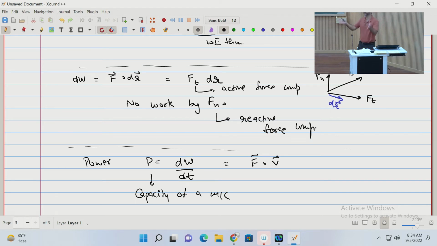Typically there are three ways to attack problems. One is the force approach, F equals ma. The other is the work energy approach, and the third one is impulse momentum. So impulse is where the forces act for a very short time. So you have to give the stone a speed to start with, and then you get a steady situation.